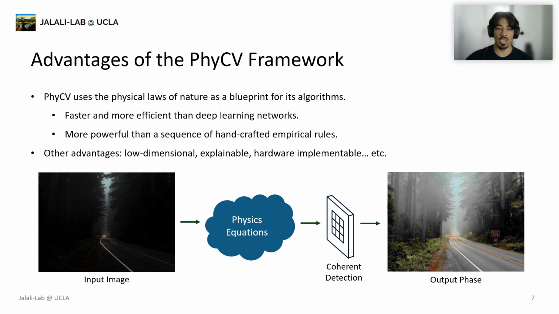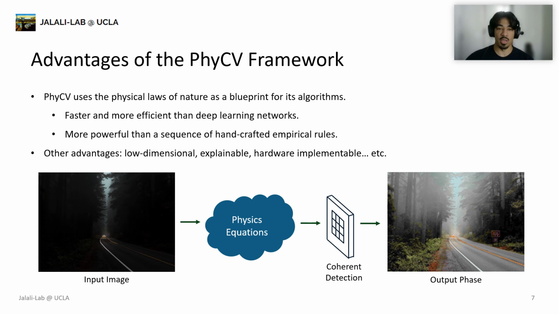This approach produces several salient advantages when compared to the current landscape of image processing approaches. For example, in comparison to deep learning algorithms, PhyCV can achieve similar performance, but is orders of magnitude faster, as seen in the previous slide. When compared to traditional algorithms, which are a sequence of handcrafted empirical rules, PhyCV produces far better results, making it a more powerful tool for computer vision applications.